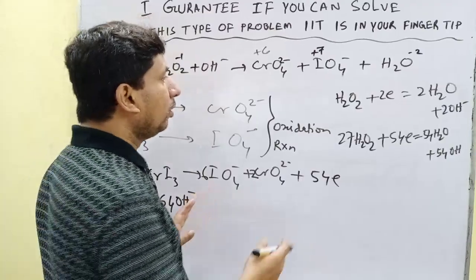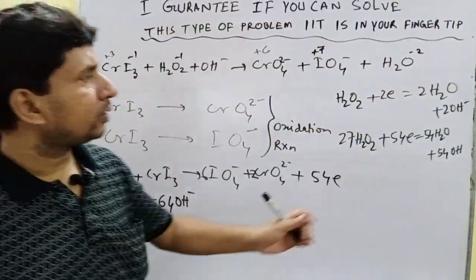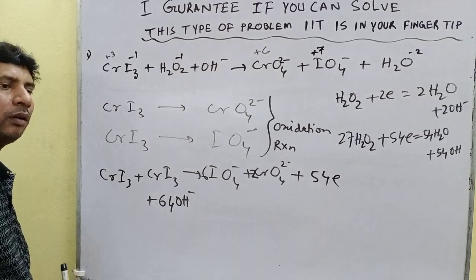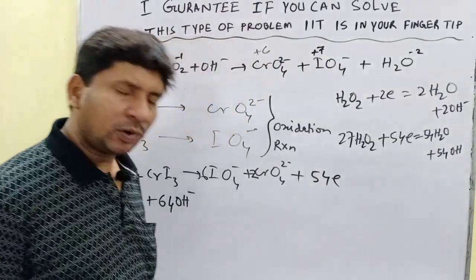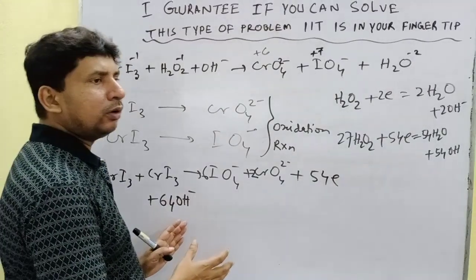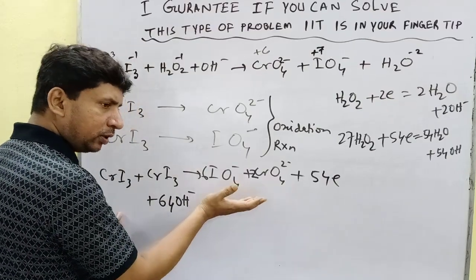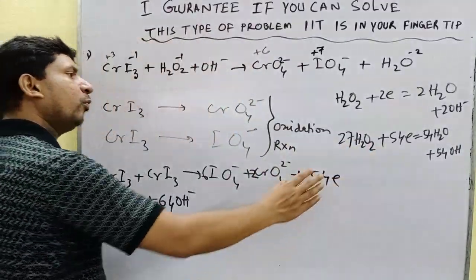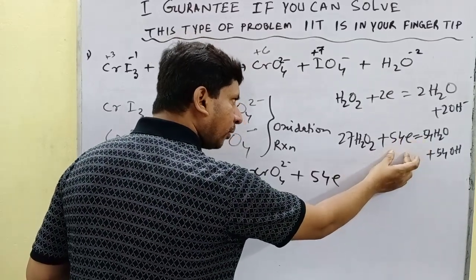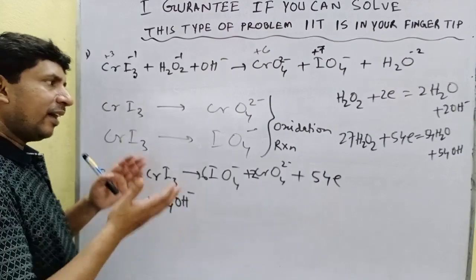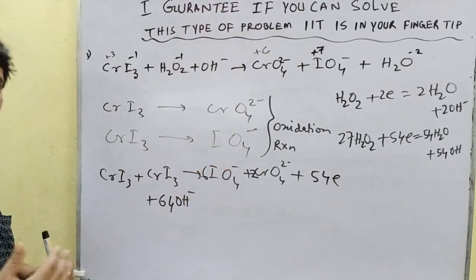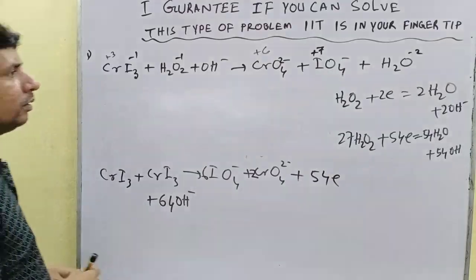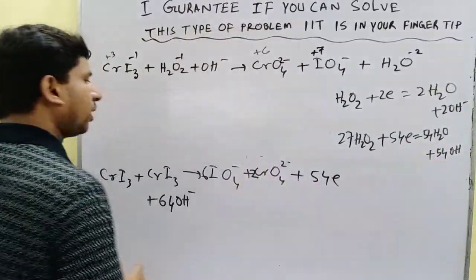Now in the reduction half reaction there are 54 electrons, and in the oxidation half reaction there are 54 electrons, because when oxidation occurs, simultaneously reduction must occur. So for this reason the number of electrons in the oxidation half reaction must be equal to the number of electrons in the reduction half reaction. There are 54 electrons, there are also 54 electrons. So we can add or sum up these two equations to get the net reaction, or full reaction. That means this is the reduction half reaction, this is the oxidation half reaction.